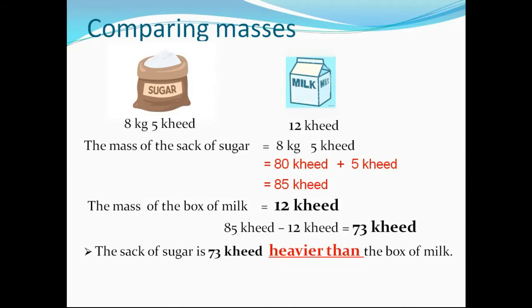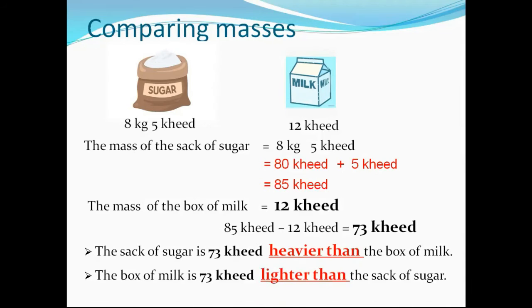So the sack of sugar is 73 kg heavier than the box of milk because the mass of the sack of sugar is bigger than the mass of the box of milk, while the box of milk is 73 kg lighter than the sack of sugar because the mass of the box of milk is smaller than the mass of the sack of sugar.